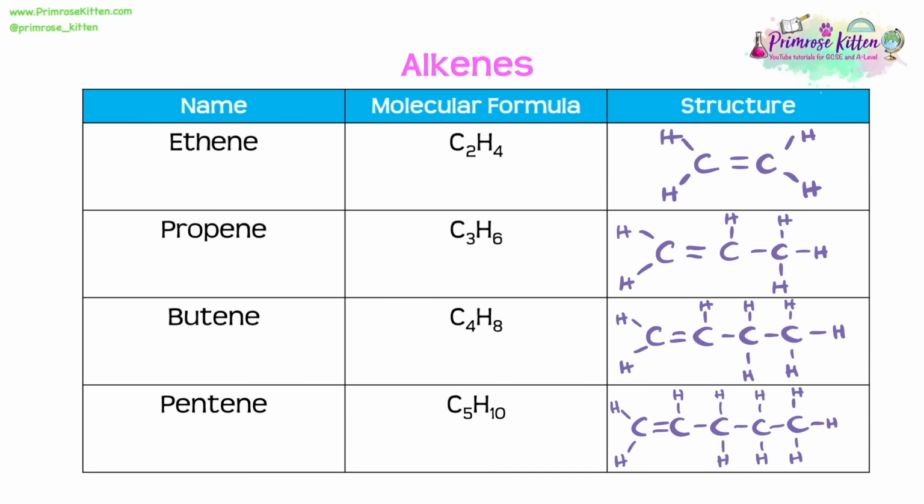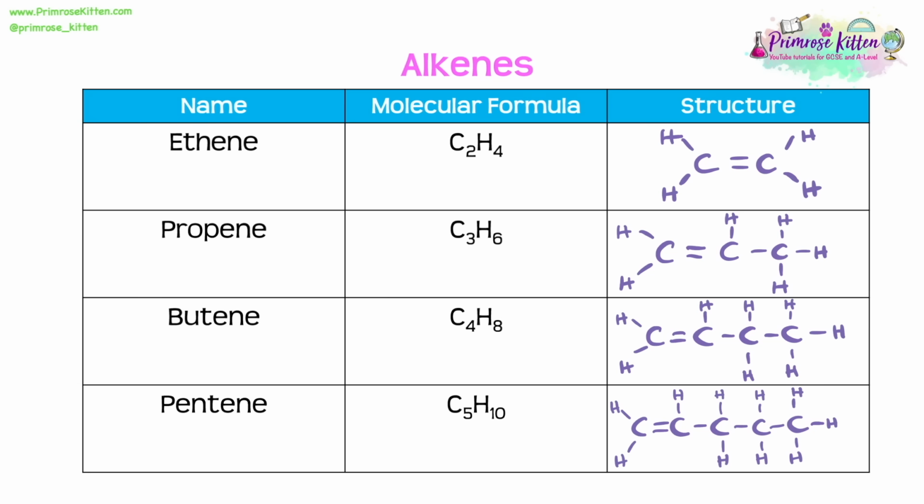Now, this table here summarises the names of the first 4 alkenes and the formulas and the structures of these. We can see that ethene is actually the first of these alkenes, not methene. And that's because we need to have 2 carbons to have this C=C double bond. So we have ethene, which has 2 carbons, so its formula is C2H4. Propene has 3 carbons, so the formula is C3H6. See here that we're obeying that general formula of CnH2n. Butene has 4 carbons, so butene has the formula C4H8.